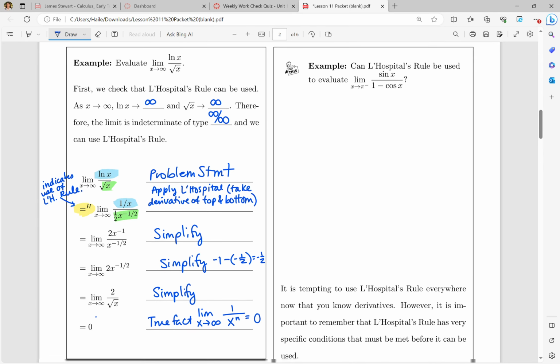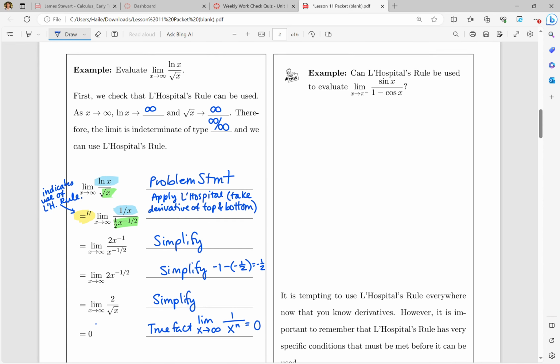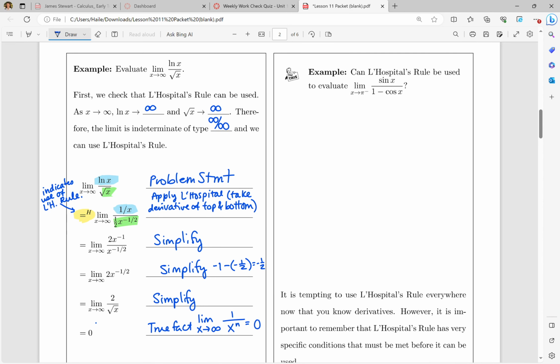Okay, let's look at another example. So if you want, you can pause the video, try this yourself, but I'm going to keep explaining it as well. So next we want to figure out, can L'Hopital's rule be used to evaluate the limit as x approaches pi from the left of sine of x over 1 minus cosine of x? So to check if L'Hopital's rule can be used, we try direct substitution and check for 0 over 0 or infinity over infinity. So that's exactly what we're going to do here.